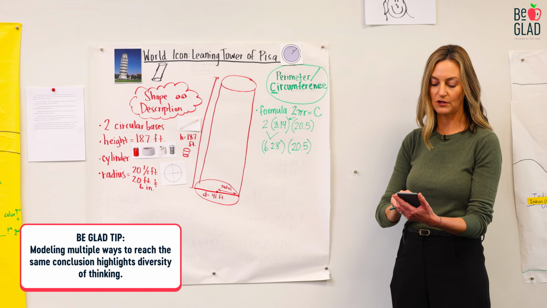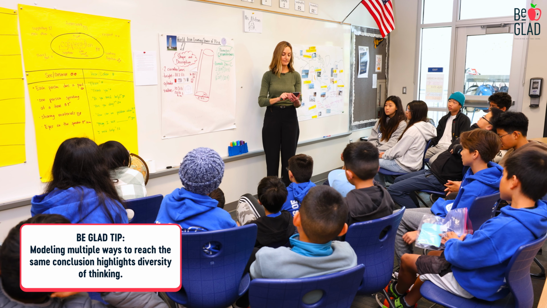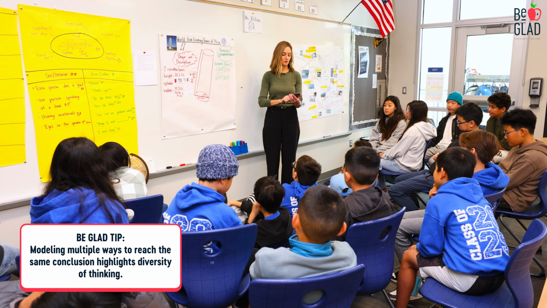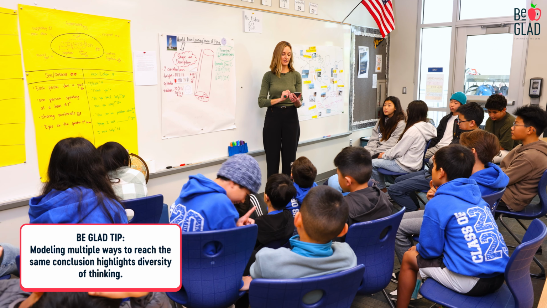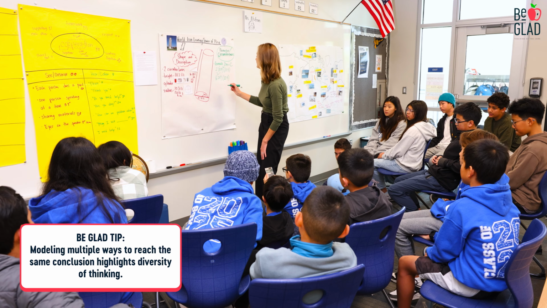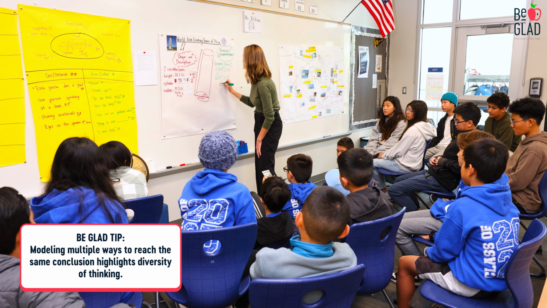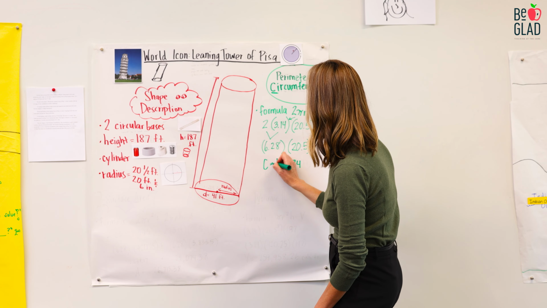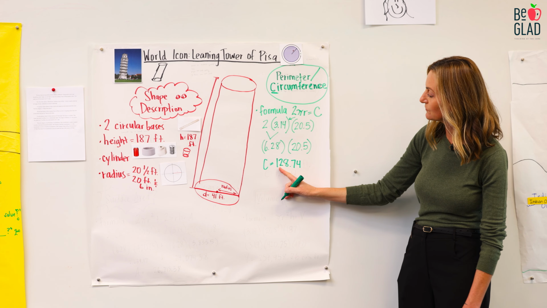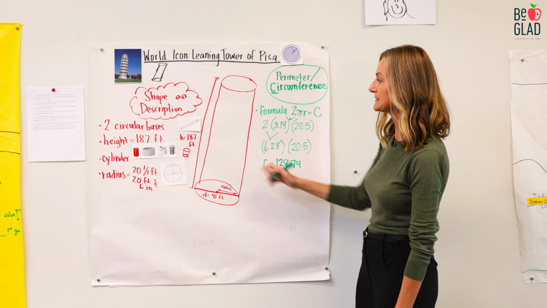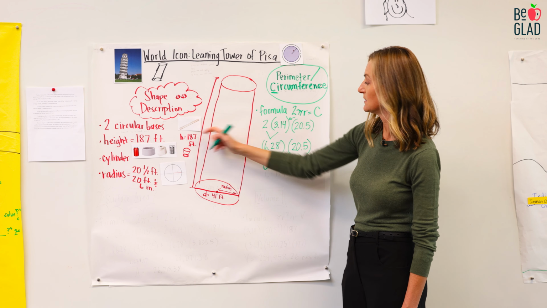But if I use a calculator, what would I put in? 6.28. 6.28 times 20.5. And what does that give us? Will you read that to me? 128.74. 128.74. So that is our circumference. So C is equal to, read it with me, 128.74. And how are we measuring this?